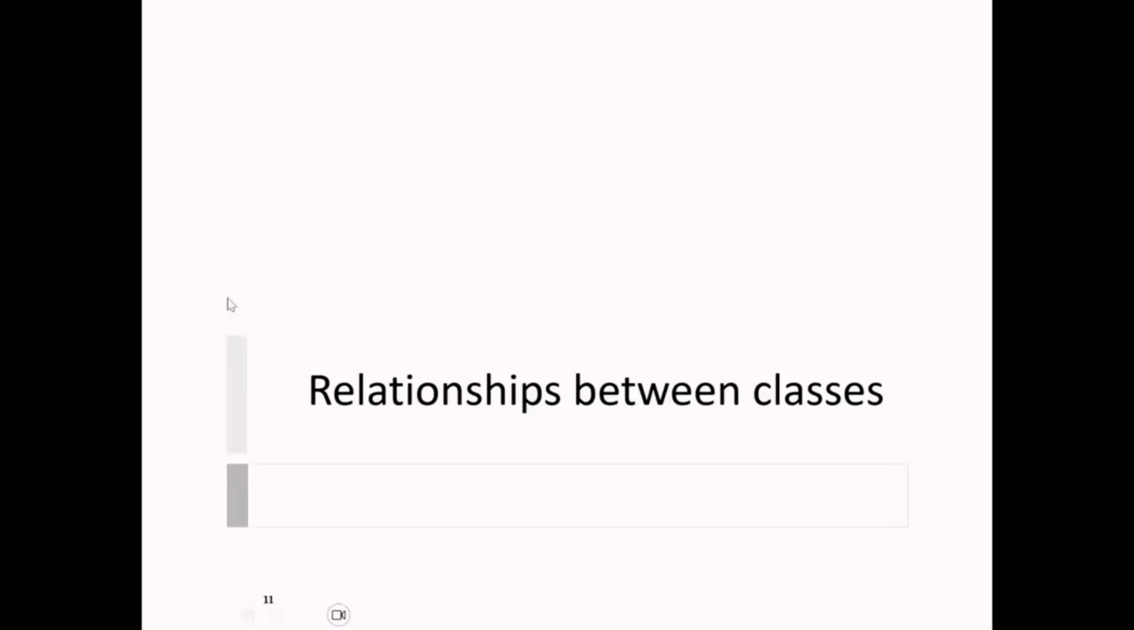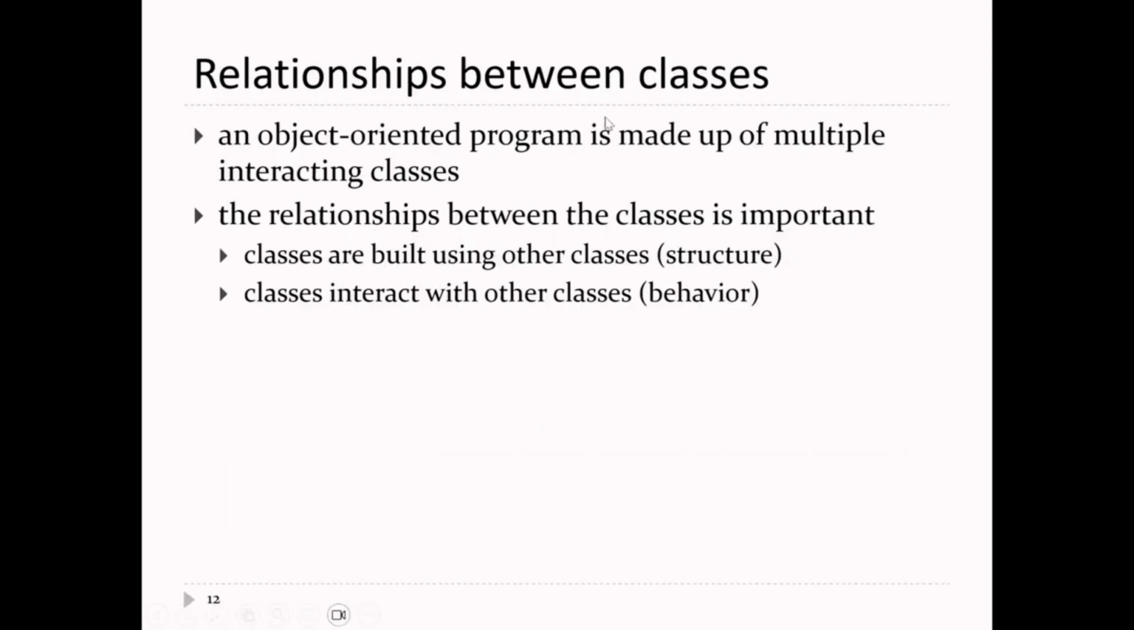So I want to jump right into the relationship between classes part. A typical object-oriented program is made up of multiple interacting classes. It's very unusual to have a program that only has one class. Especially when you have a large program that has many different types of interacting objects, the relationships between those classes become important so that you can understand how the program is working.